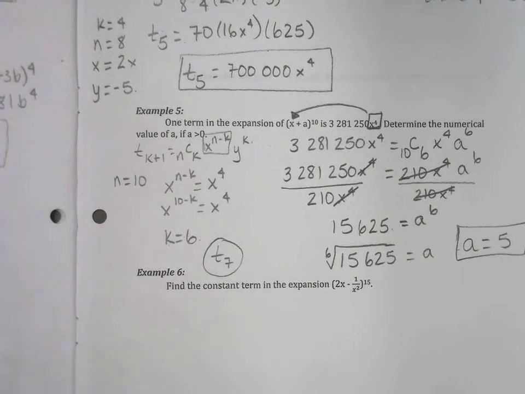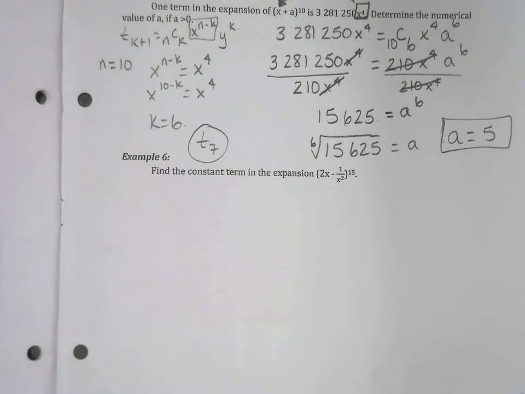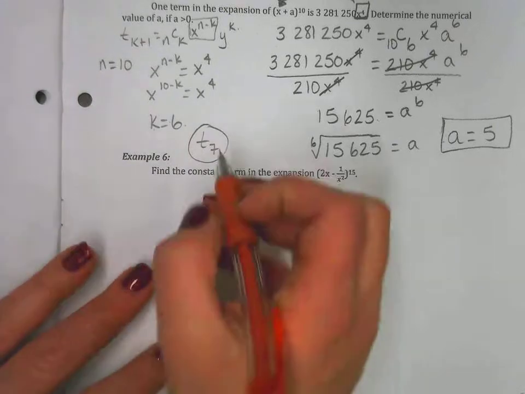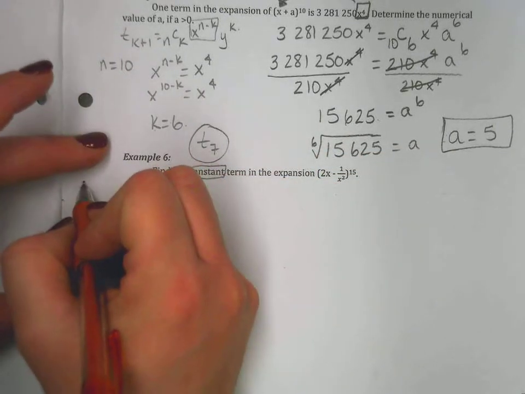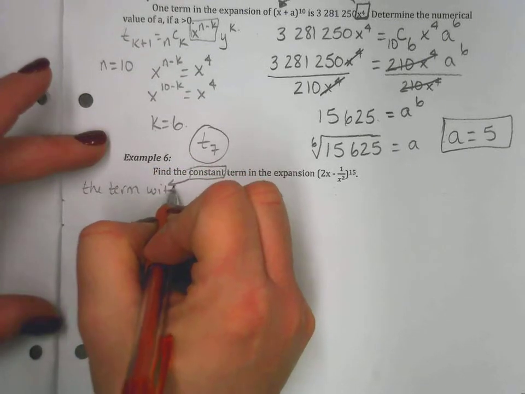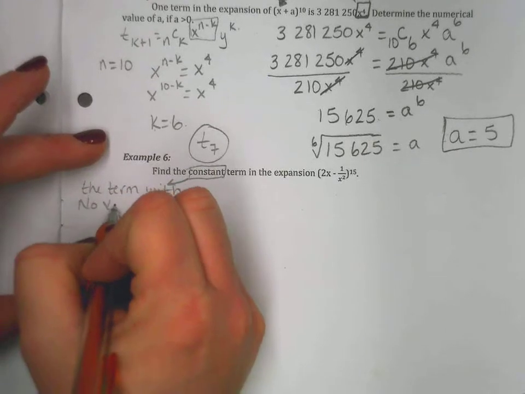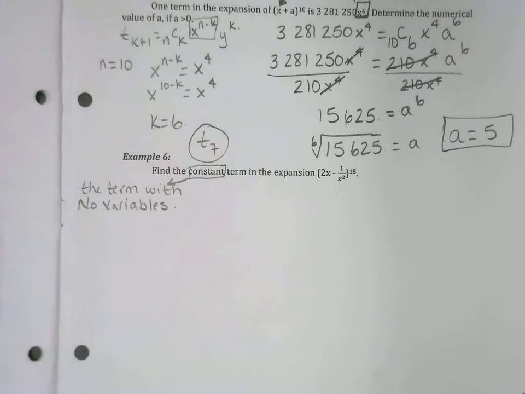All right, question number 6, example 6. Find the constant term in the expansion. So the constant term is represented by the term with no variables attached to it. It's just a number, right? It's a constant. So what does that tell me?